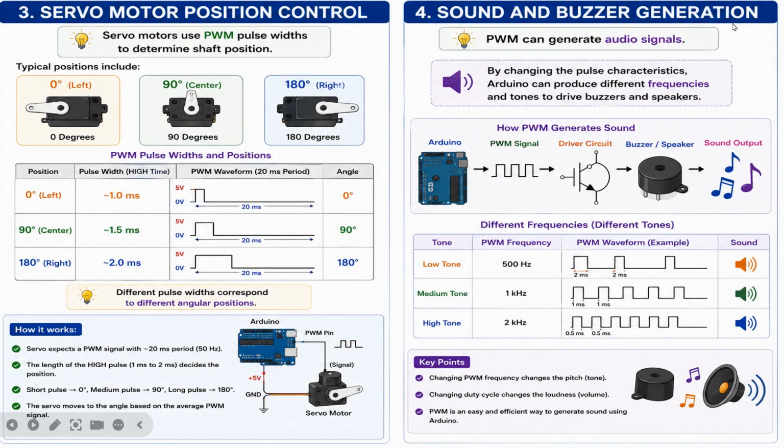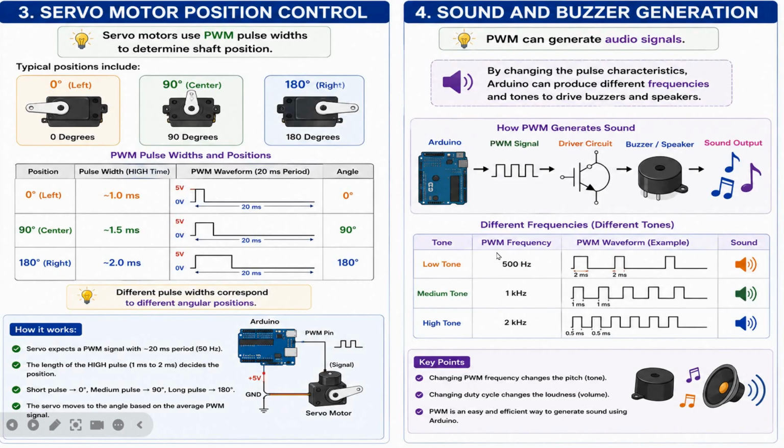And similarly for sound and buzzer generation, by changing the pulse characteristics, the Arduino can produce different frequencies and tones to drive the buzzer and the speakers. So the Arduino will generate the PWM signal, which is given to the driver circuit. Here the buzzer or the speaker will produce the sound.